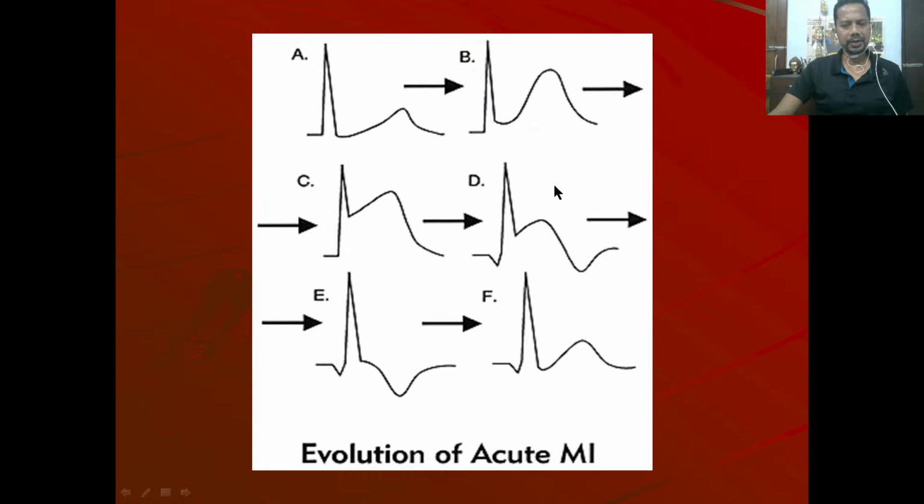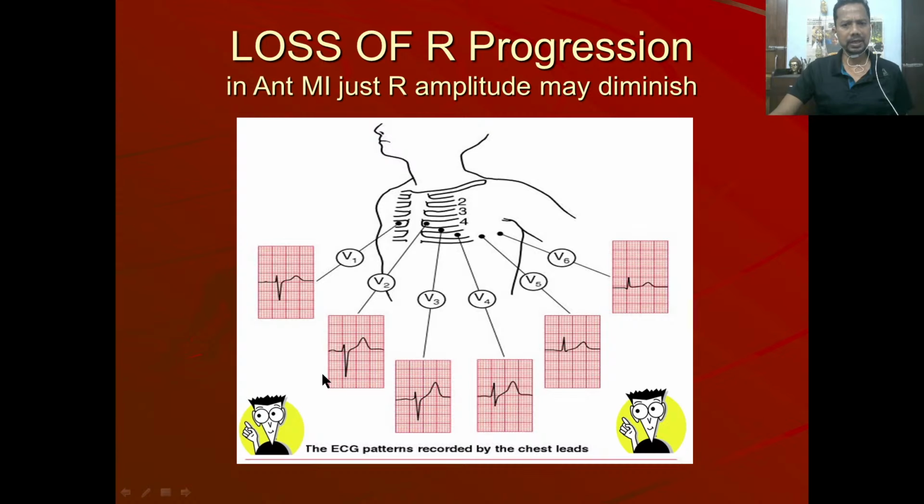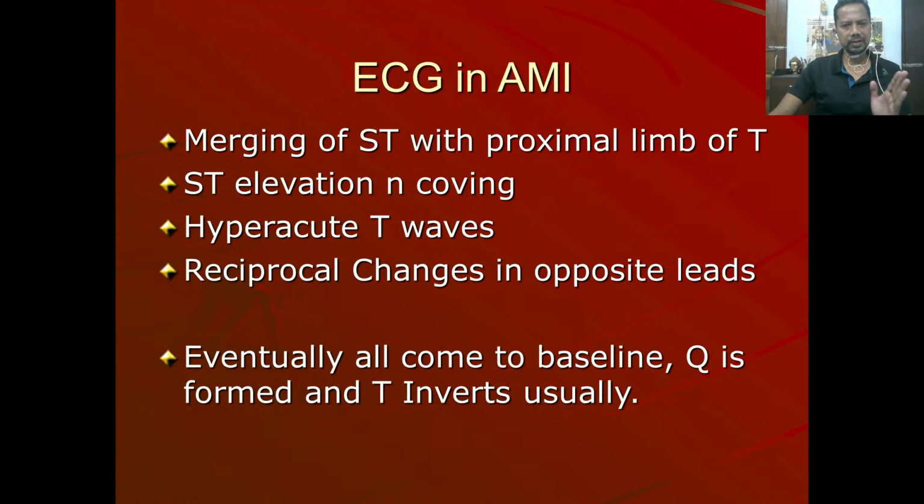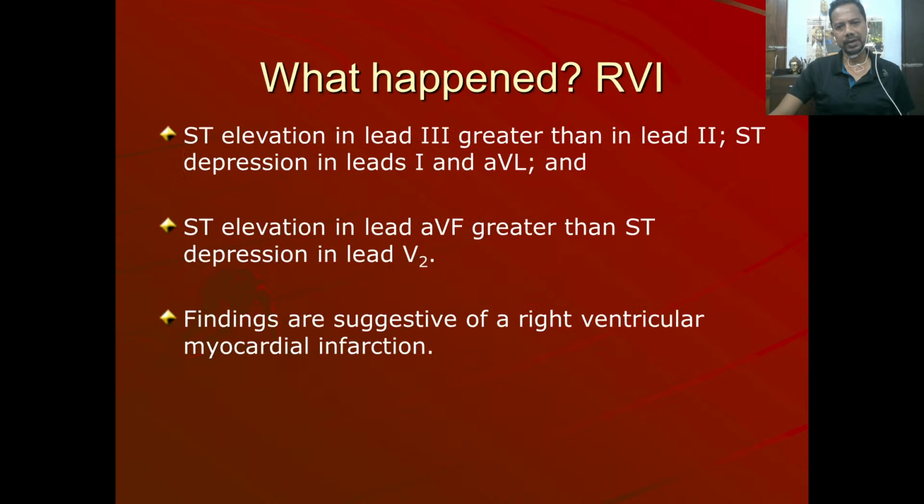Initially there will be hyperacute T waves and there will be coving, slowly they will settle down, T will invert, the Q will develop. So we have discussed this endless number of times, this finding, and the progression of R waves may diminish in anterior wall MI.